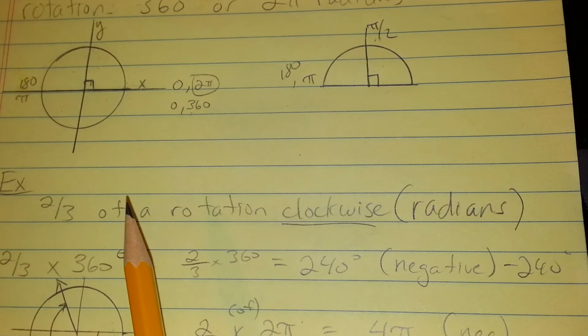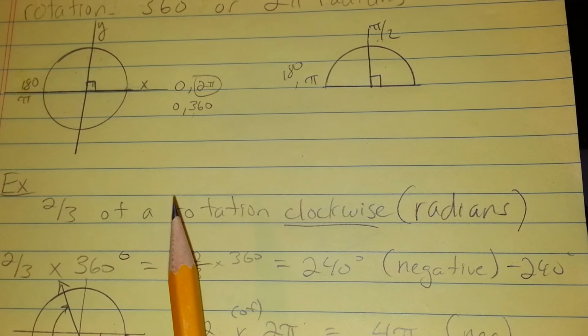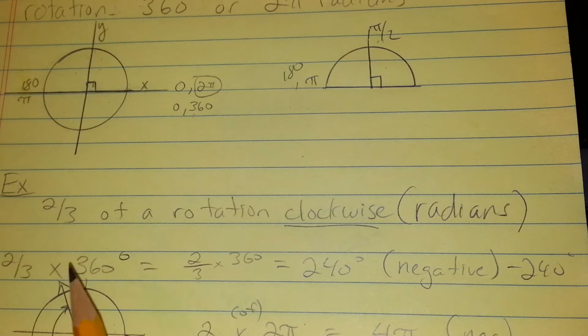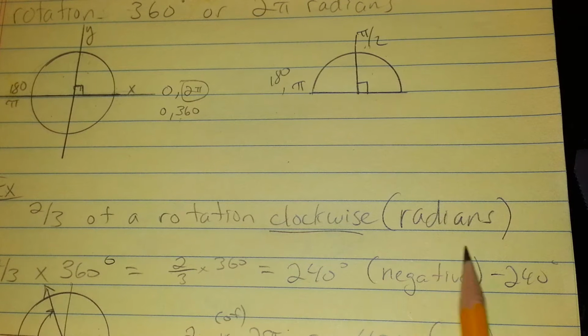We had an example that everyone seemed to struggle with. Show me the angle and write it in radians. This would be an example of something we did: 2/3 of a rotation clockwise, and let's say it in radians. Well, clockwise is going to be in the negative direction, okay?